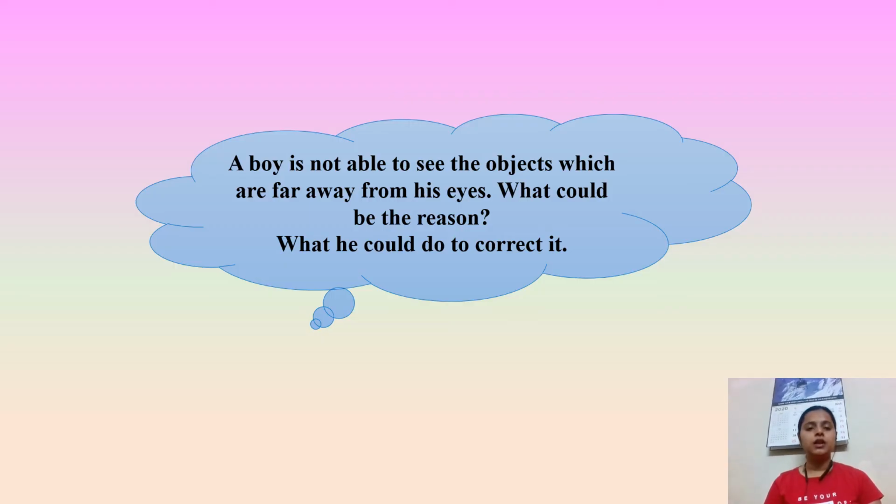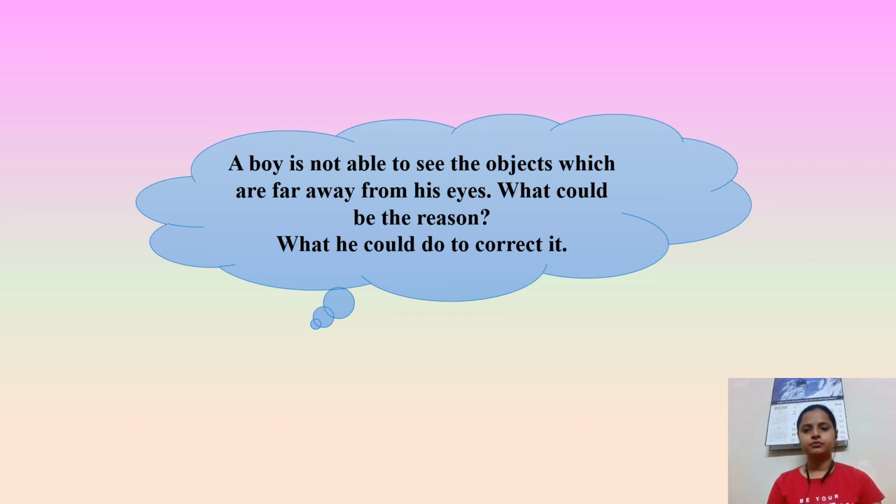So now see here another question. A boy is not able to see the objects which are far away from his eye. What could be the reason? What could he do to correct it? Yes. So as we know, in myopia, we cannot see the farthest object clearly. So same is the problem with the boy. The boy is not able to see the far away object from his eye. Okay. So the reason could be the boy could be facing myopia. Okay. And it could be corrected with the help of a lens. Okay. So this is the correction of myopia using a lens.